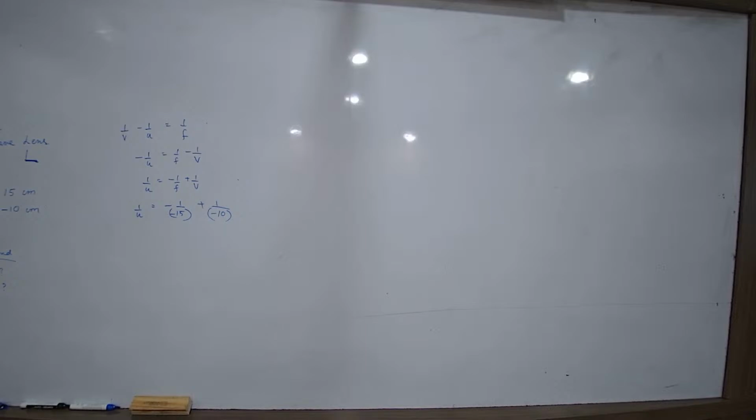Finding it difficult? No, I put up everything. I want everybody to solve it. So that will become plus 15 and that will become minus 10. Okay, what do we get? Now u is equal to minus 30? Yes, minus 30 is correct.